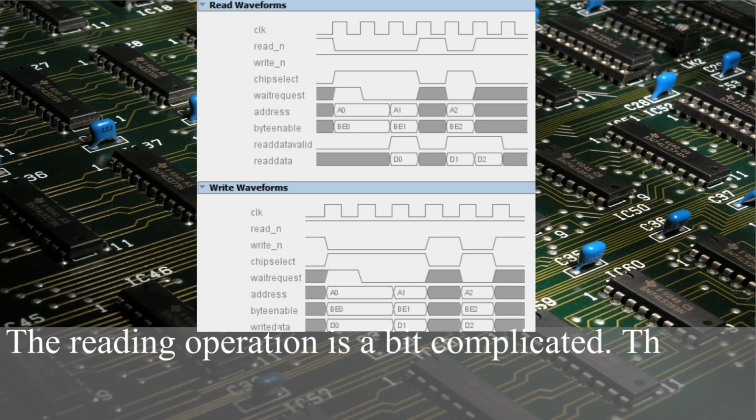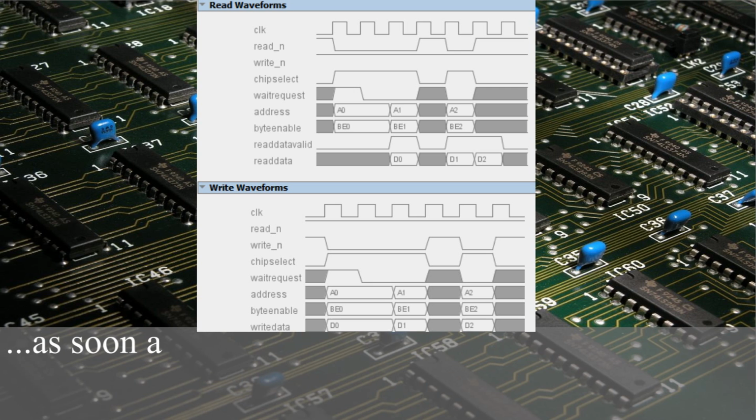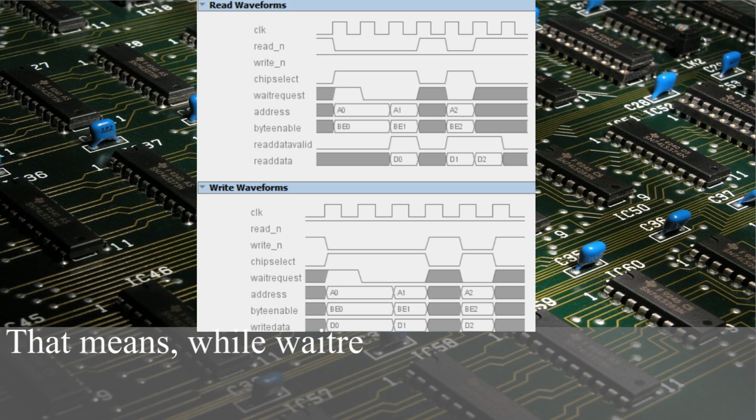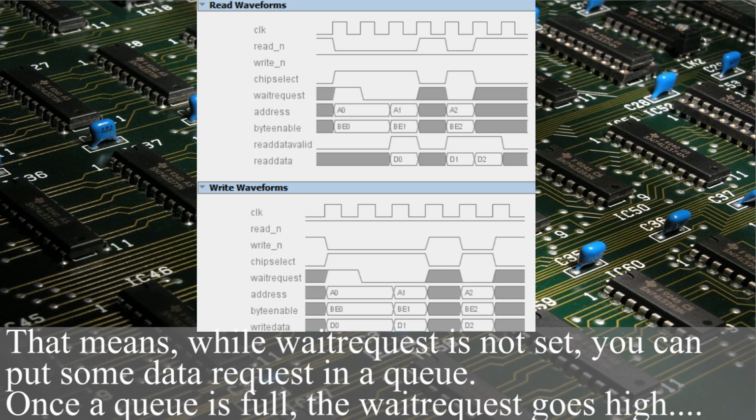The reading operation is a bit complicated. This SDRAM controller can store up to 7 read requests. As soon as data is available, the read data valid signal goes high and the data is outputted in the requested order. That means, while a write request is not set, you can put some data request in a queue. Once the queue is full, the write request goes high.